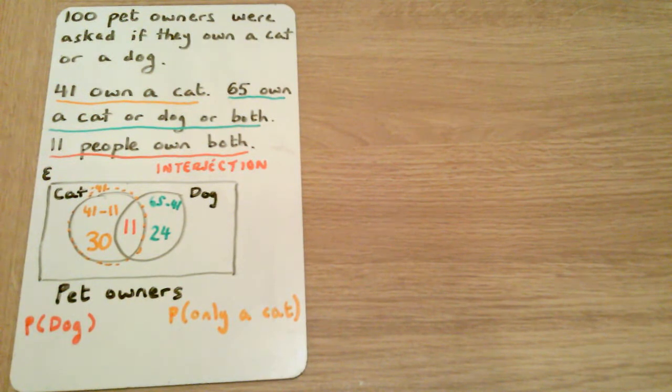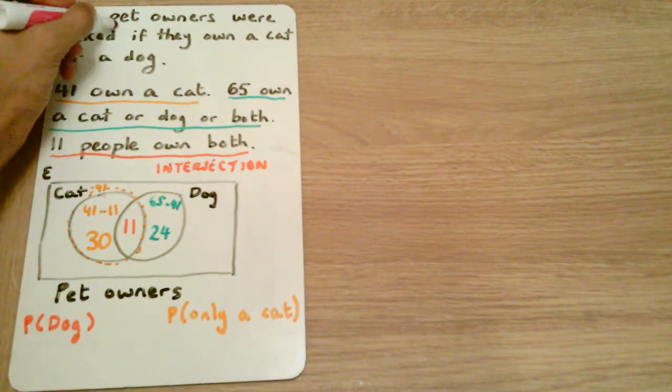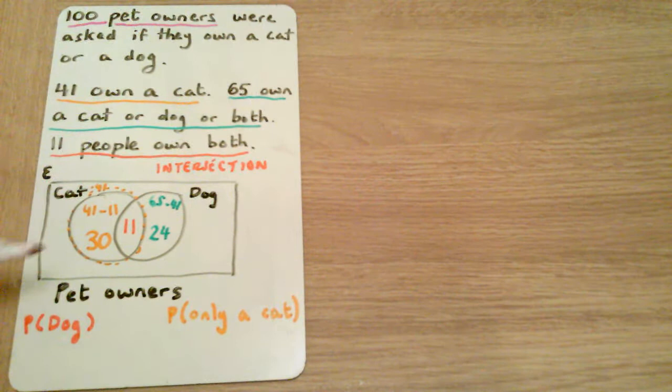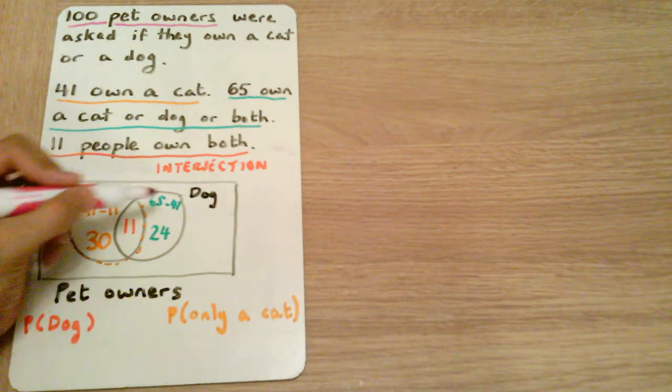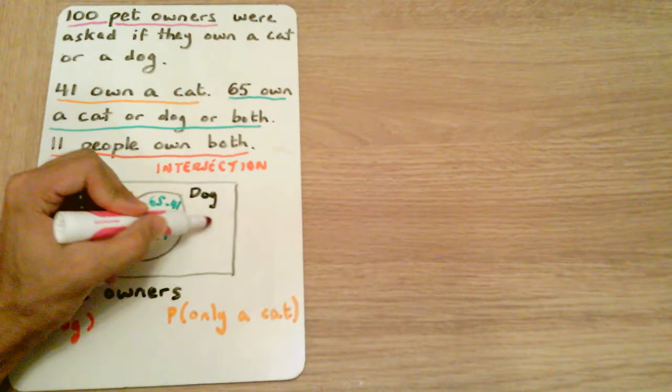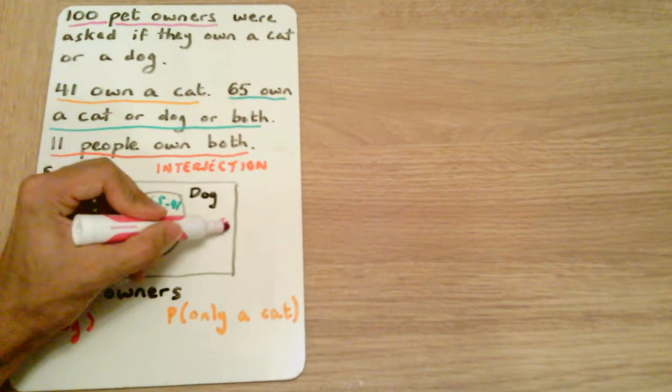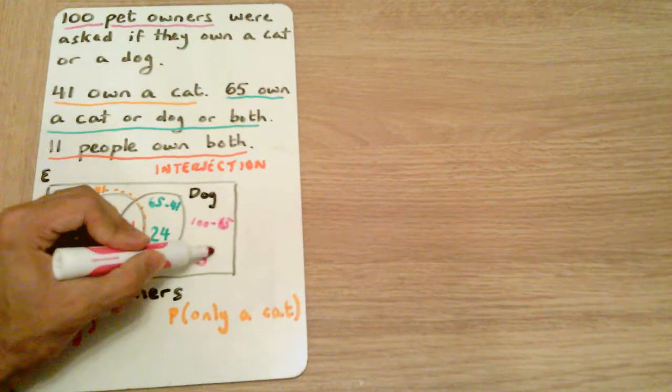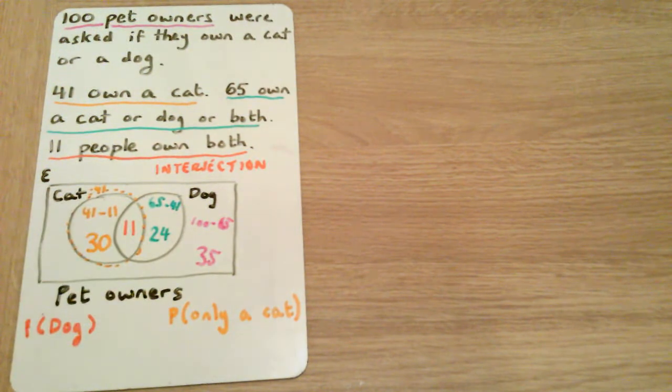Now there's one piece of information we have not used yet, and that's the fact that 100 pet owners were asked in total. Looking at these numbers, 30, 11, and 24, we know that they add up to 65, which means that whatever's left must be the remaining pet owners. So 100 take away the 65 leaves a value of 35 on the outside. So there are 35 people that own neither a cat nor a dog. And that is our full Venn diagram filled in.